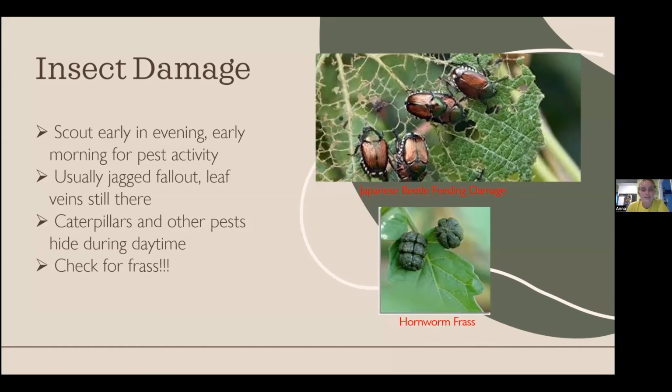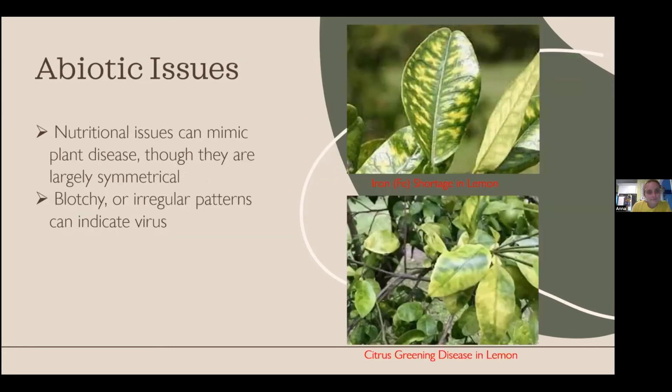Caterpillars and other pests love to hide under leaves or in cracks and crevices. Snails and slugs will do that too. Really good thing to do, check for frass. And frass is just a fancy word for poop. But if you see the poop near the damaged plant or on the damaged plant, you have an insect damage problem and maybe not a plant pathogen or plant disease problem. So very important to scout for that.